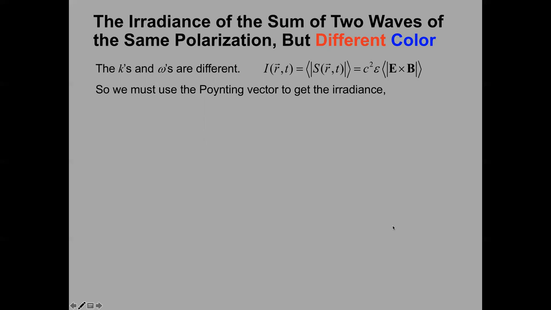So we have to compute the irradiance directly from the Poynting vector. Remember from earlier in the semester that the irradiance is effectively the average of this quantity, the Poynting vector, which was proportional to E cross B, the electric field and magnetic field of our light wave. So the maximum magnitude of the Poynting vector is going to be E total times B total. So we're going to add the electric fields of both of our waves together, the red light source and the blue light source, and the magnetic fields, and work this out.